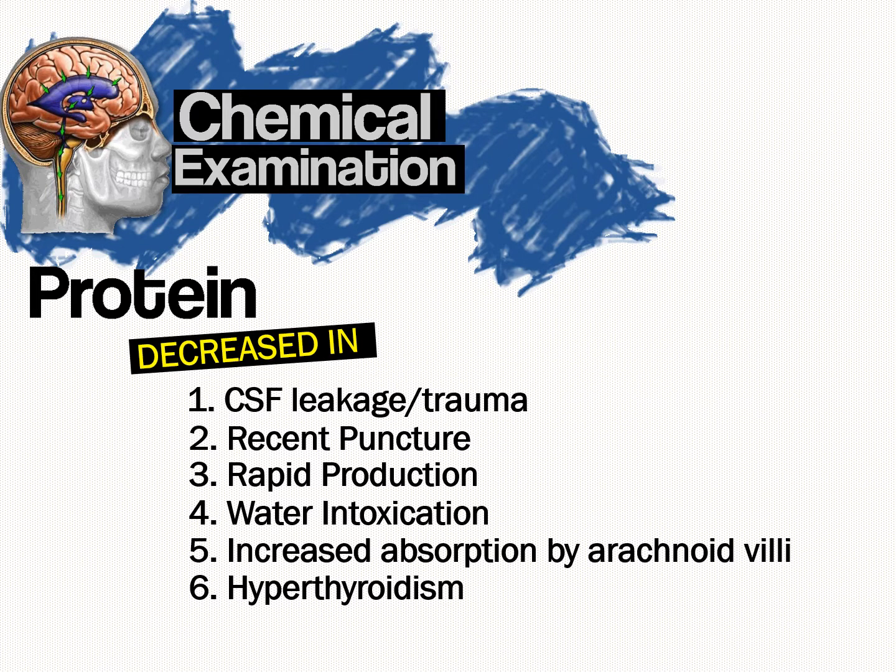CSF protein concentration has been observed to be decreased in the following conditions. We have CSF leakage or trauma. This is due to the loss of fluid from dural tear, otorrhea, or rhinorrhea. Dural tear can occur as a result of previous lumbar puncture or severe trauma. Otorrhea and rhinorrhea refer to a leakage of CSF from the ear or into the nose, where the identification of the source of leak is best done by analysis for tau.